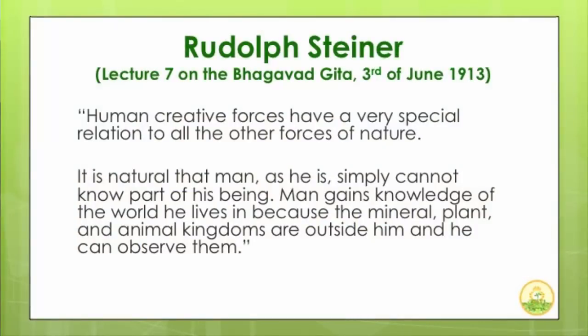He gave 10 different lectures on the Bhagavad Gita, this whole body of creation and subtle knowledge. And this was his description: human creative forces have a very special relationship to all the other forces of nature. It's natural that man, as he is, simply cannot know some part of his being. Man gains knowledge of the world he lives in because the mineral, plant, and animal kingdoms are outside him, and he can observe them. So there's this whole self-referral dynamic that happens with our own inner nature and outer nature, even though they're made of the same thing and they come from the same source.